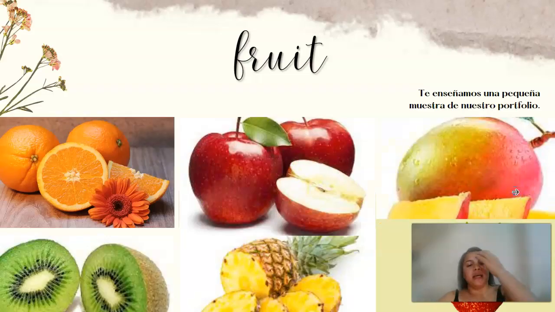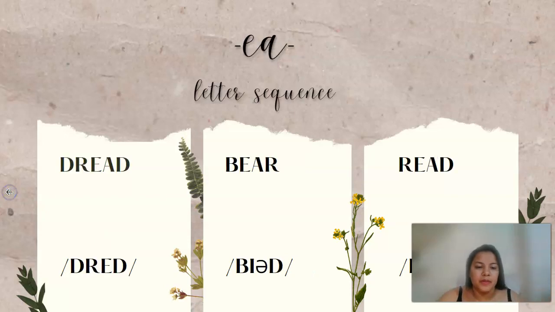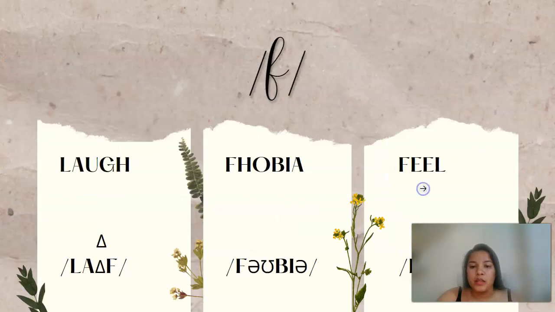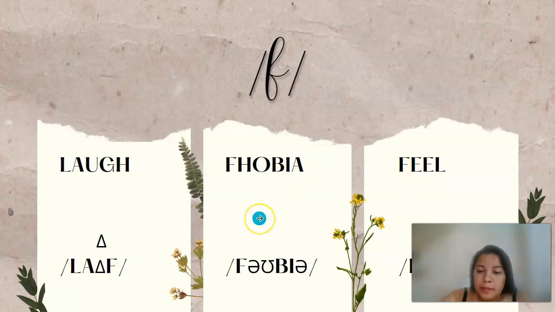Next, I am going to say some fruit pronunciation. Okay, in this, I remember to say, if you know the symbol of the international alphabet, you can say the word in the correct form.